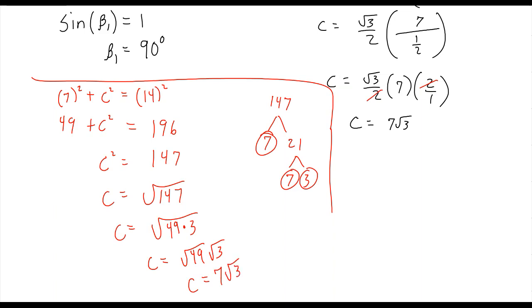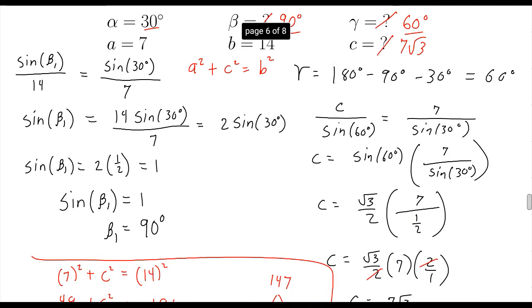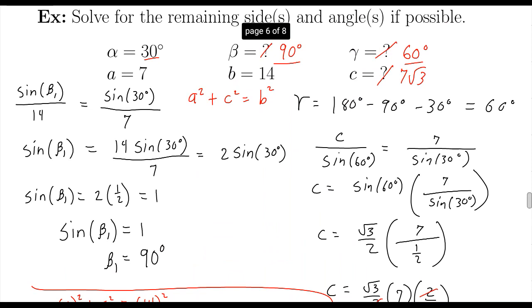Okay, so maybe you prefer to do that. I think the law of sines would be easier, but this works as well. All right, so let me just go back to the final answer. Here we go. So alpha is 30 degrees, beta 90 degrees, gamma 60 degrees, A is 7, B is 14, and C is 7 times the square root of 3.